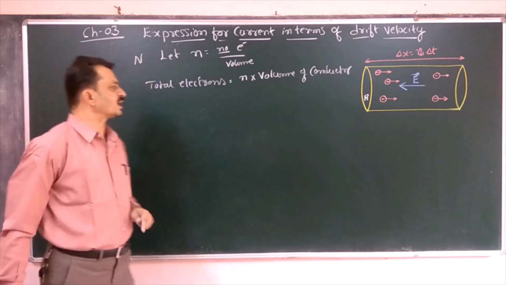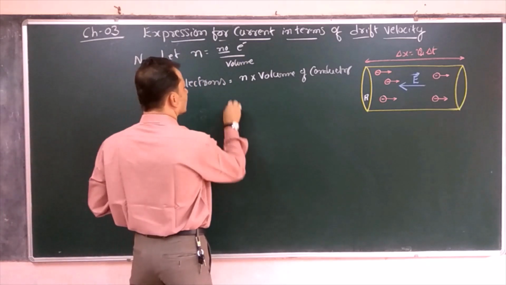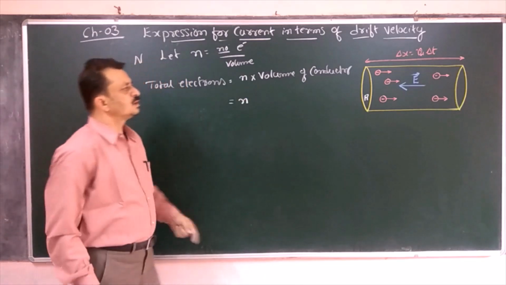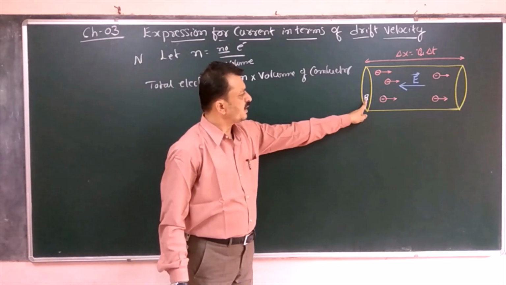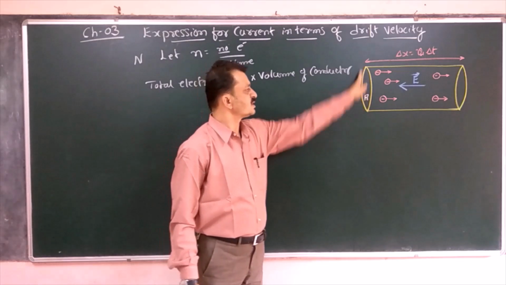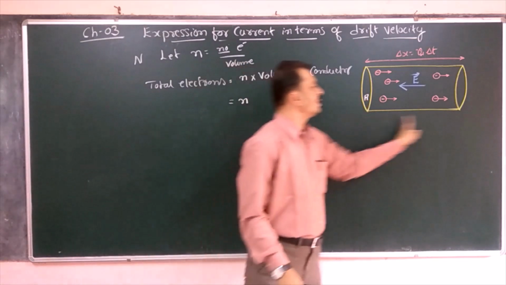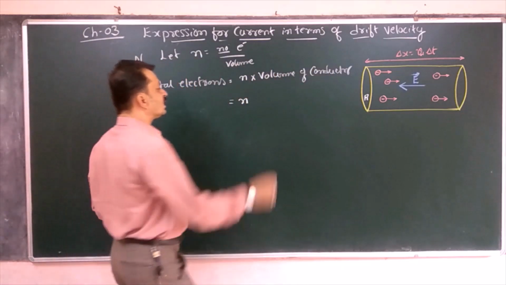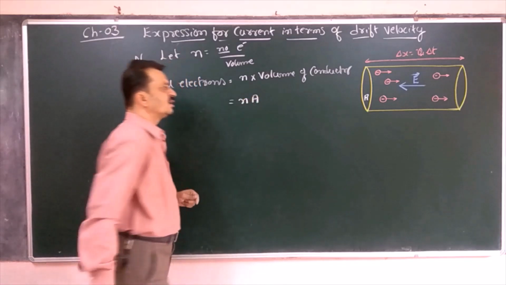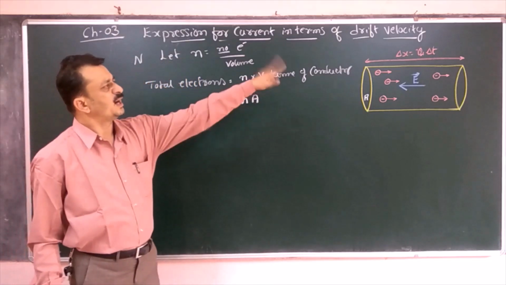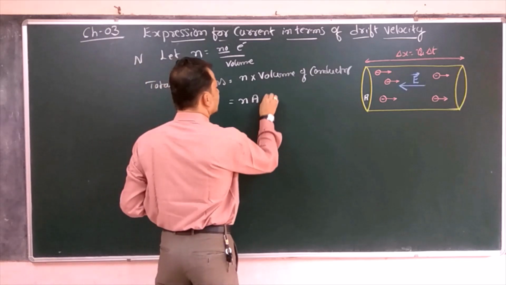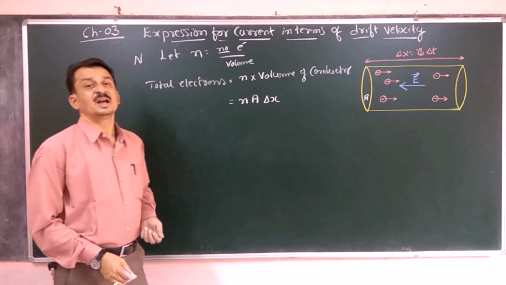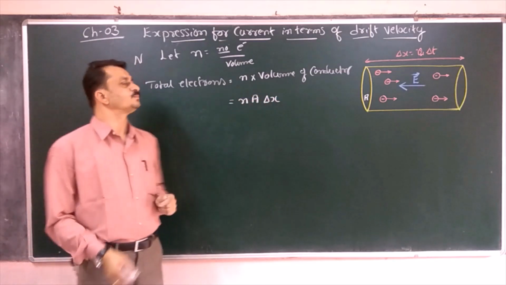It is the volume of the conductor. Now how can you calculate the volume of the conductor? It is very simple. So the number of electrons is here. Now volume is area, this circular area, multiplied by the length of the conductor. Circular area is A, the surface area, and length is delta x. Now this gives the total number of electrons in that conductor.